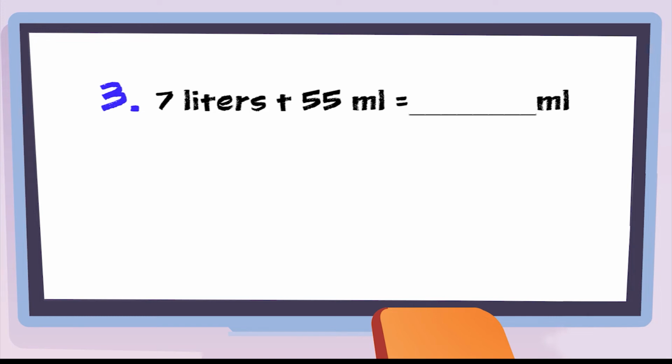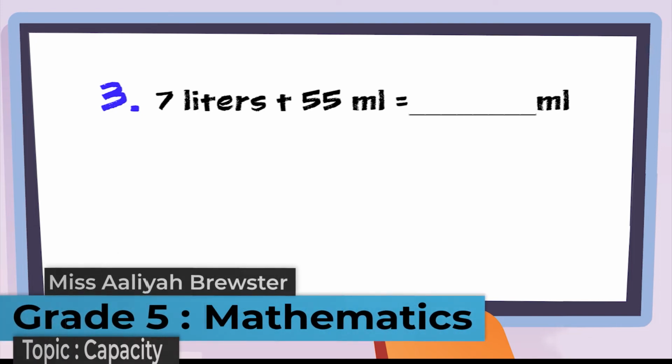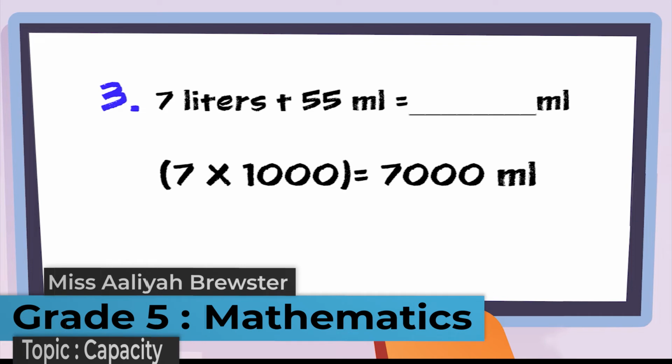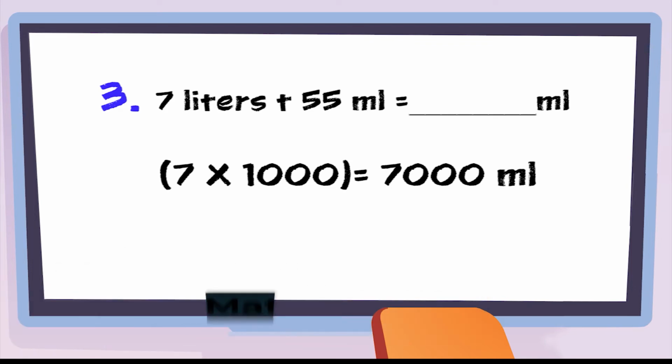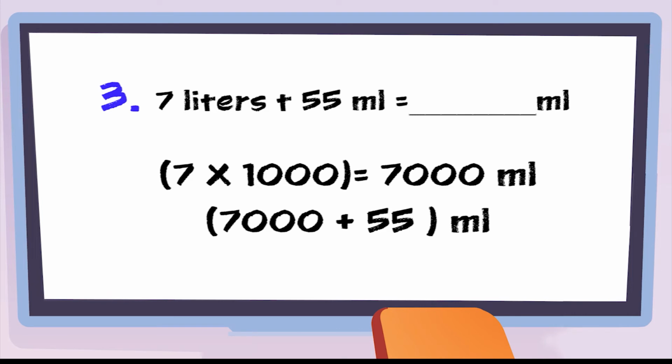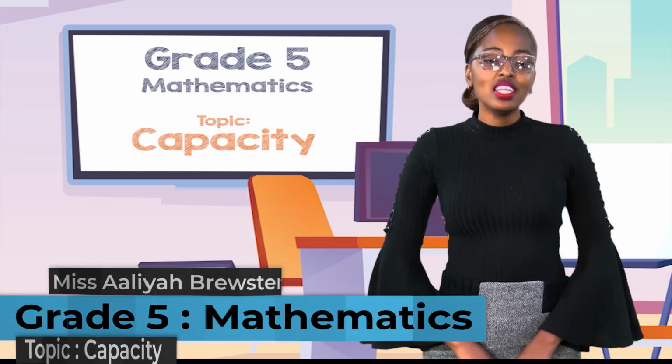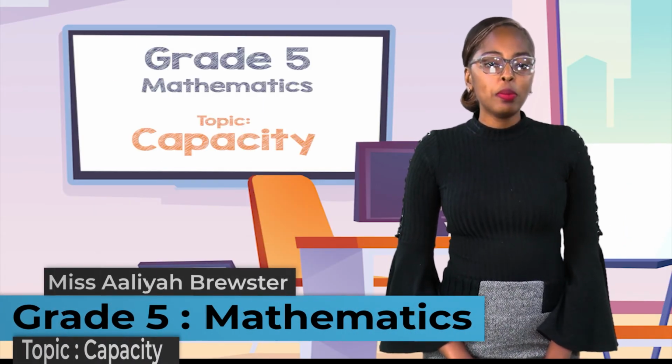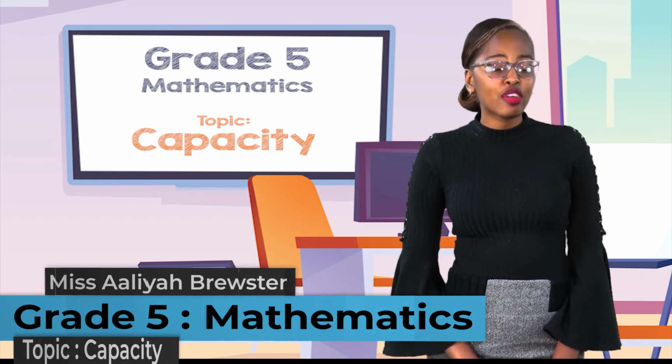For the last activity, you were asked to convert 7 liters plus 55 milliliters into milliliters. To do this, boys and girls, we'll separate. First, we convert the 7 liters into milliliters, and then we'll add the 55 milliliters. 7 times 1,000 is 7,000. 7,000 milliliters is then added to 55 milliliters. Therefore, 7 liters plus 55 milliliters is equivalent to 7,055 milliliters.